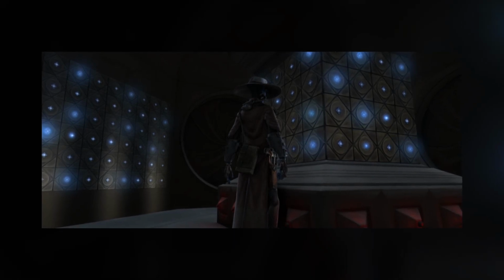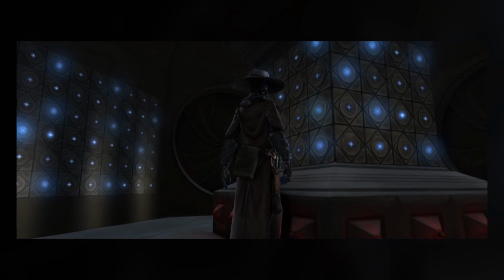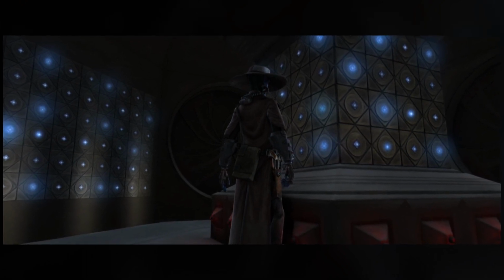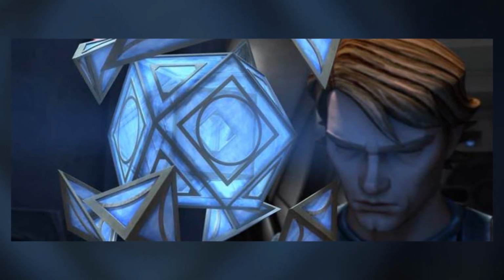Holocrons were information storage devices used by the Jedi and Sith that contained ancient lessons or other information in holographic form. Today I'll be talking about how a Force user went about creating one of their own.